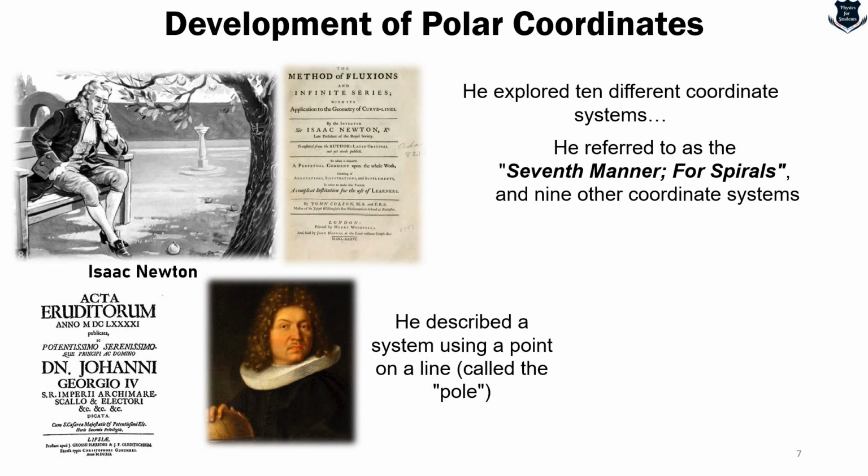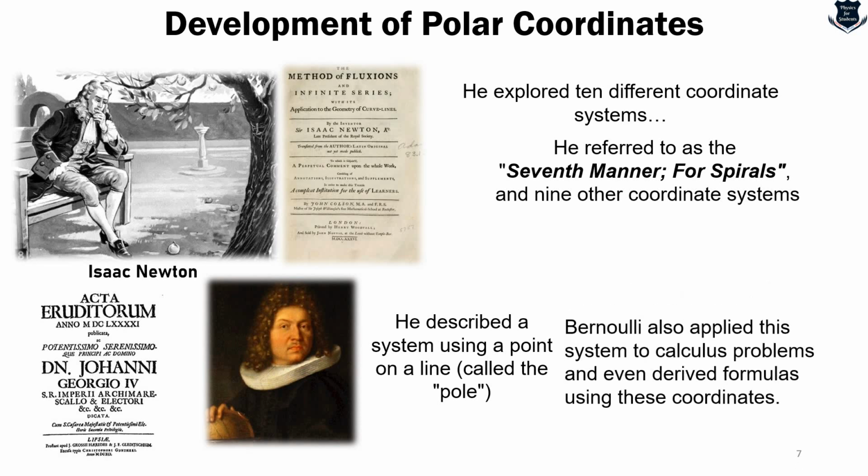Now in the journal Acta Eruditorum in 1691, Jacob Bernoulli used a system with a point on a line, called the pole and polar axis respectively. Coordinates were specified by the distance from the pole and the angle from the polar axis. Bernoulli's work extended to finding the radius of curvature of curves expressed in these coordinates.